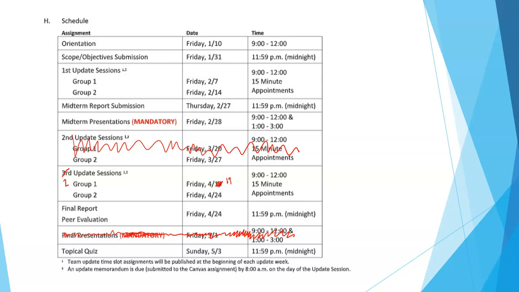But we think the rest of this stuff is not really that hard to do. And if you work well with your groups, you should have no problem with that. My recommendation is that you have some of your team members working right now on the poster and some of your team members working right now on the final report. And then whoever does the update sessions, work on the update sessions. And then everybody just does the topical quiz and the peer evaluations.